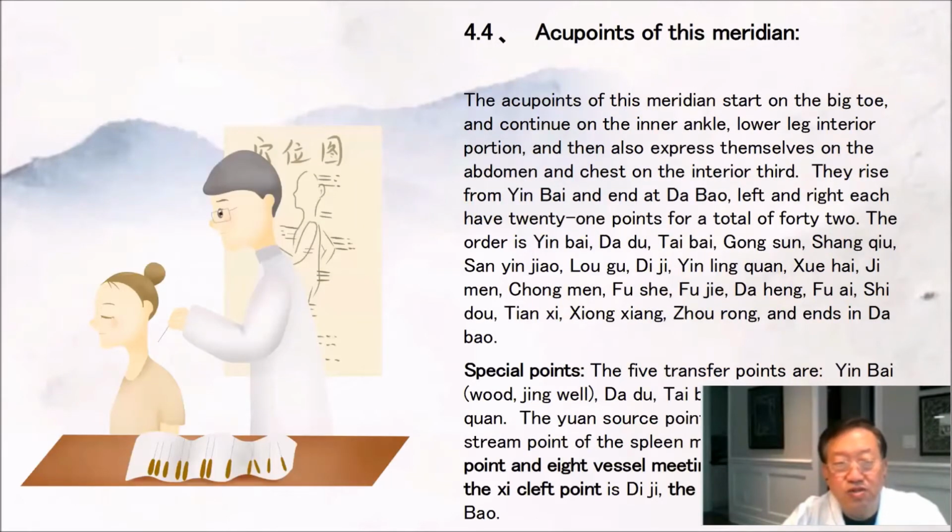Acupoints of this meridian. The acupoints of this meridian start on the big toe and continue on the inner ankle, lower leg anterior portion, and then also express themselves on the abdomen and chest in the interior third. They rise from Yin Bai at the end of the Da Bao, left and right, and each have 21 points for a total of 42.